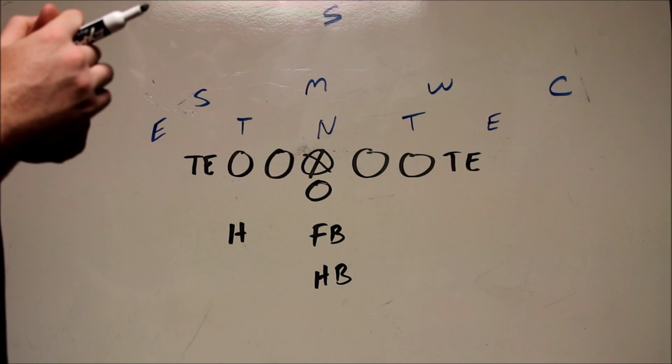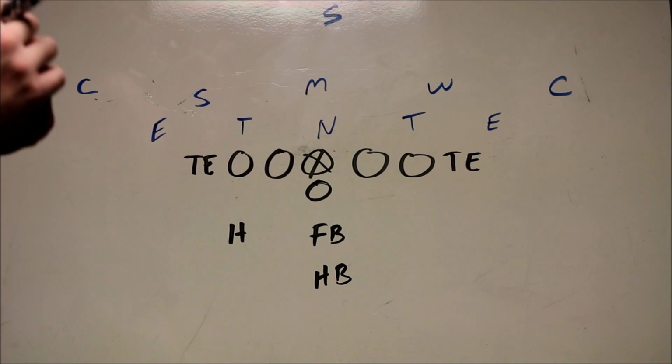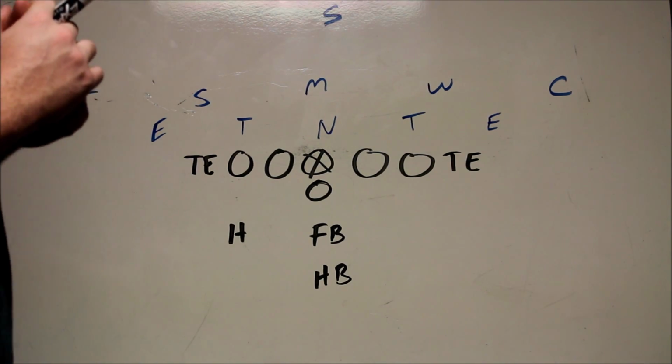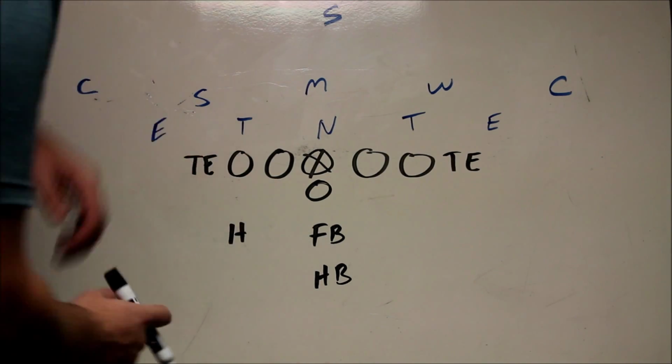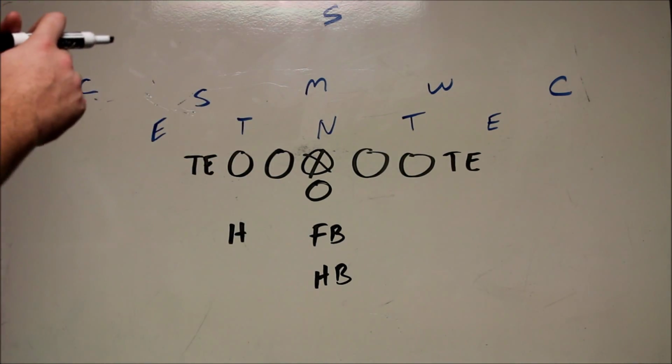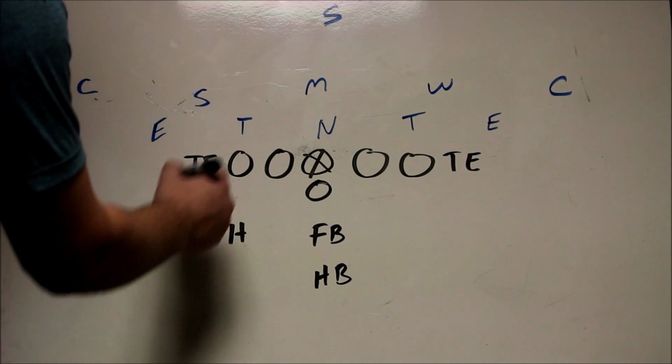This is our power pass out of the power I formation. Now this is a play action passing play. So what we're going to do is we're going to fake power to the left, then we're going to execute a pass play. Now let's start out with the backfield action.